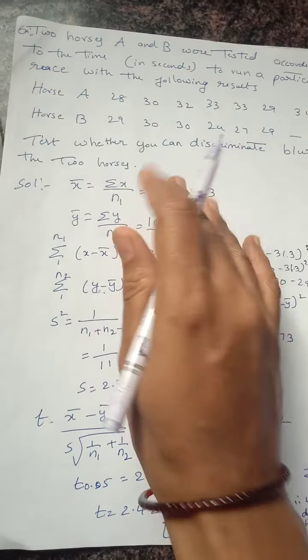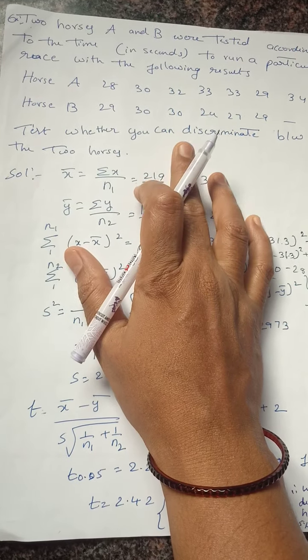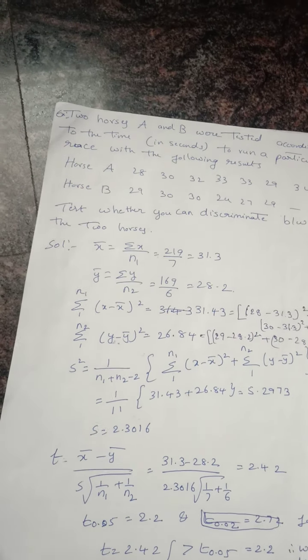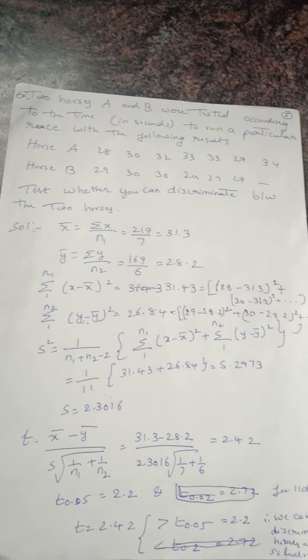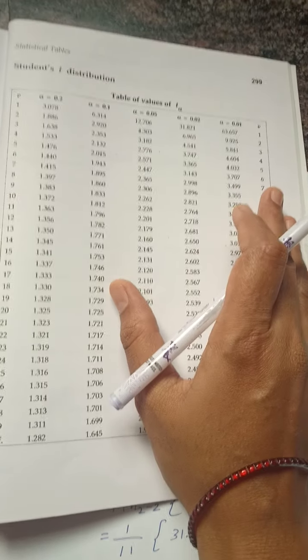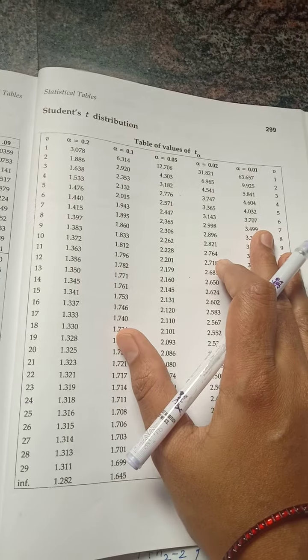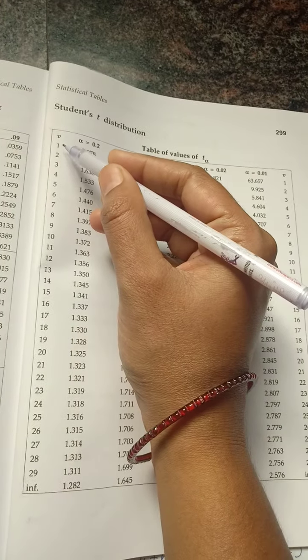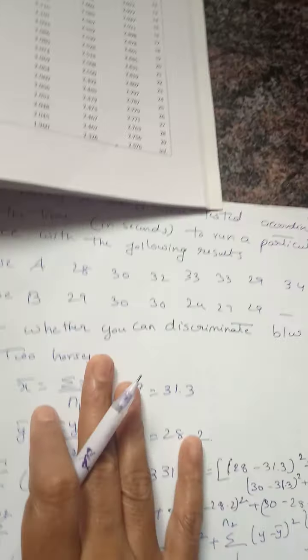Now here they have not mentioned any table value of t. If they do not give any table value of t, in the examination they give the student t distribution table. This is the student t distribution table. Most of the time they give the value in the problem itself. Suppose they do not give it, then we look at this student t distribution table. In this case we have to see the degree of freedom. How do you find the degree of freedom here?